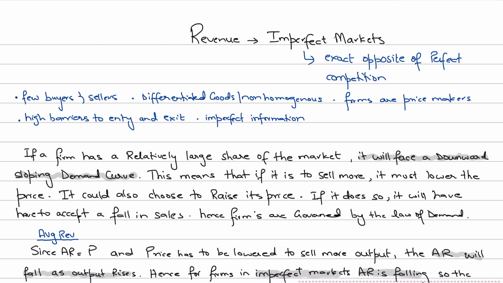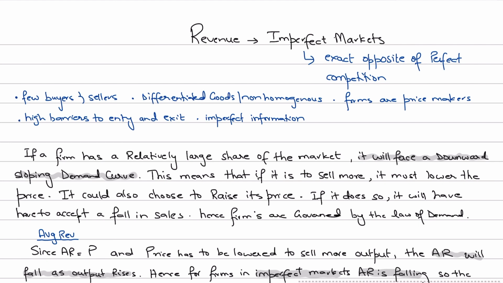So first of all, guys, imperfect markets are basically the opposite of perfect competition, right? And it has certain characteristics. Imperfect markets have certain features, such as there are few buyers and sellers, and firms have control over the market. They have market power, right? They have market influence, while the individual firms in perfect competition did not have that.